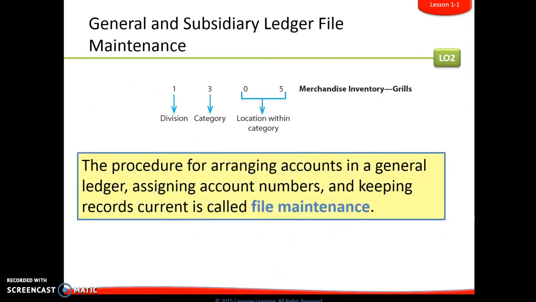Here they're showing us then how we figure out our numbers, general and subsidiary ledger file maintenance. So our file maintenance is just the procedure for arranging accounts in a general ledger, assigning account numbers, and keeping records current. So remember, the first number is going to be the division. So is it an asset, a liability, owner's equity, revenue, expenses? Then we're going to go into the category that it falls within, and then the location within that category.